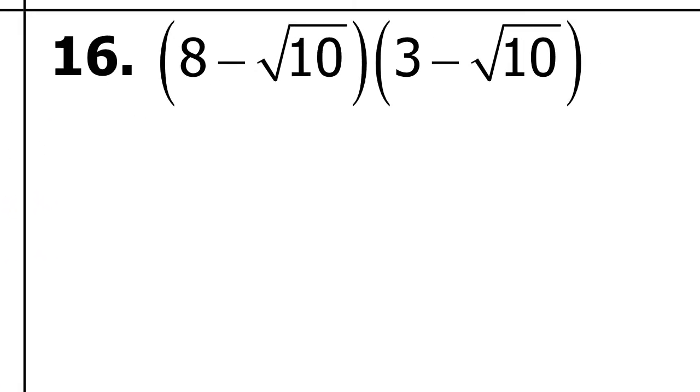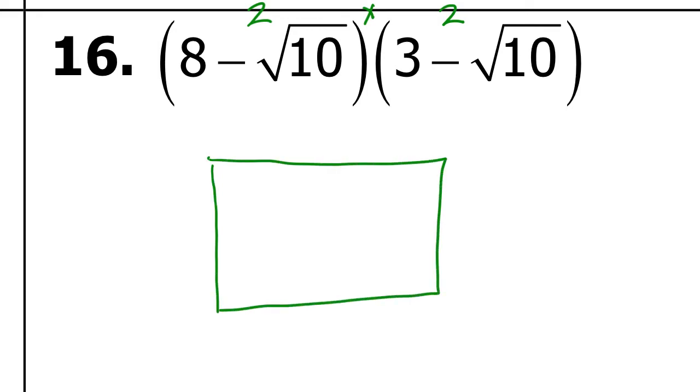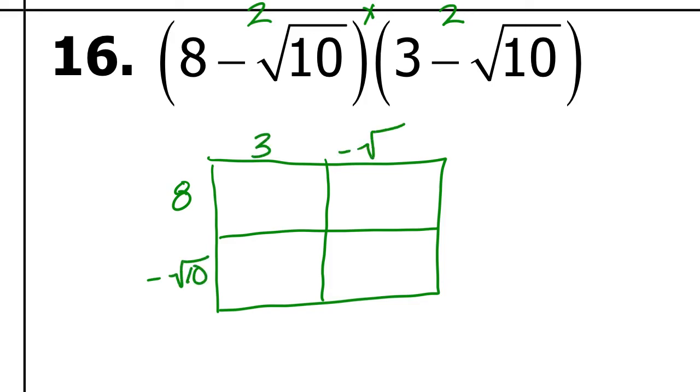If I have to multiply a binomial times a binomial, so 2 terms by 2 terms, I'm going to create a box that is 2 units wide by 2 units tall. Each term will receive an edge of the box, and I will fill the box in using multiplication.